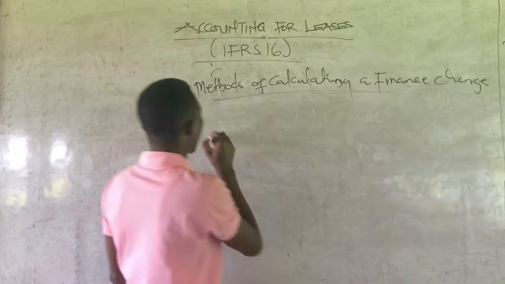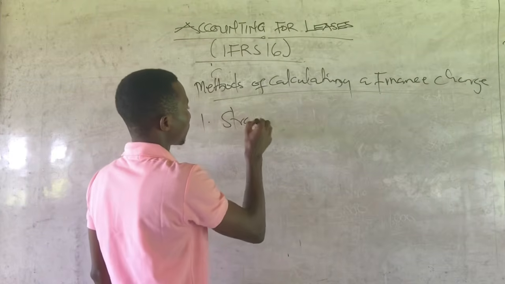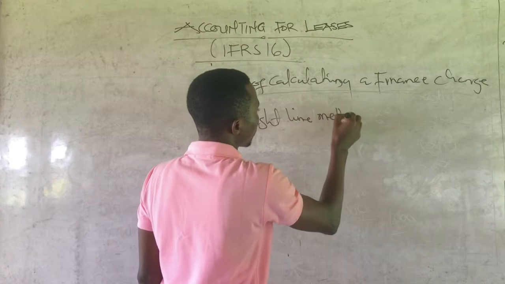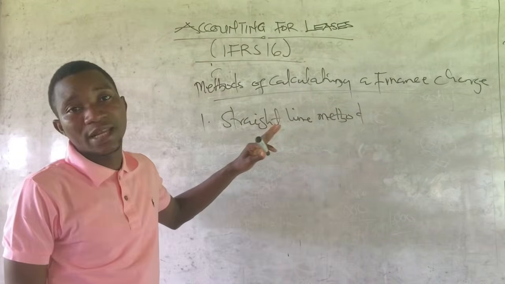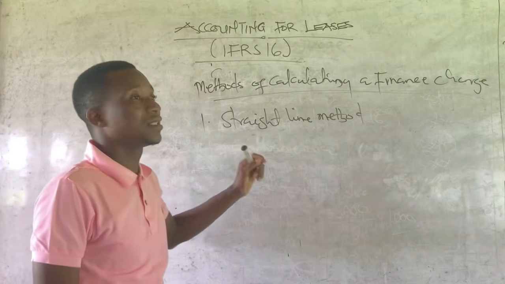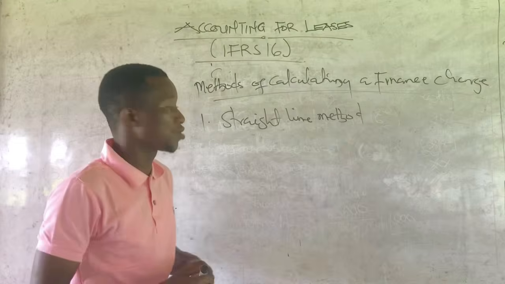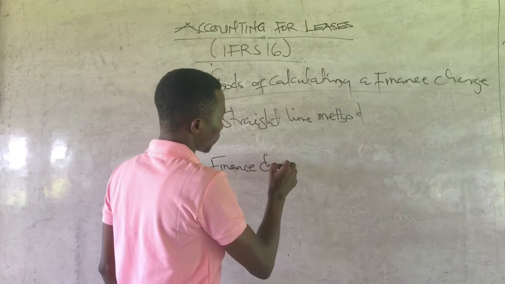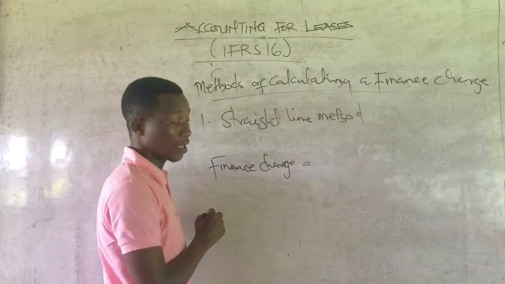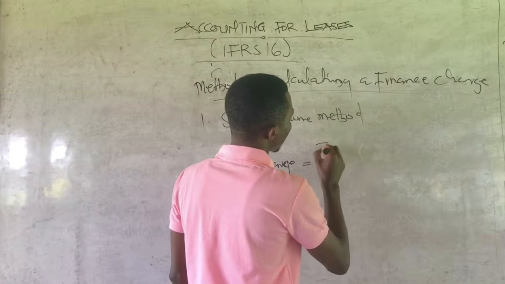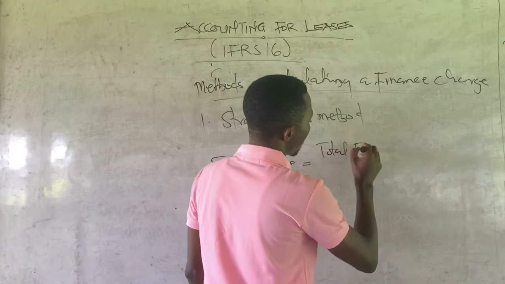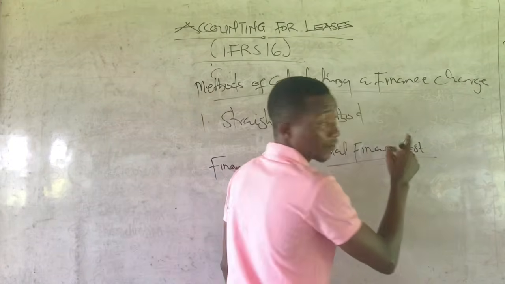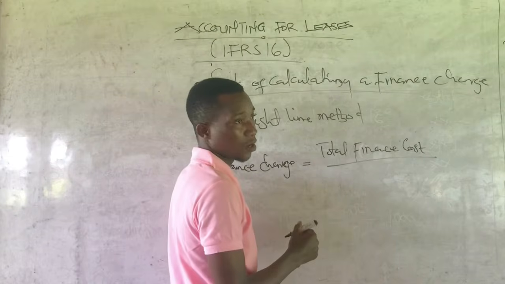Okay, so one, you have the straight line method. Under the straight line method, in order to determine the finance charge per year, the finance charge for the year is the total finance cost of the lease term over the number of periods.